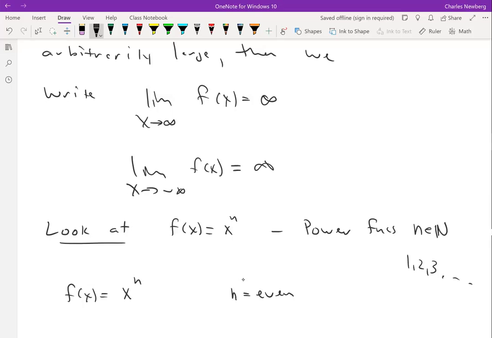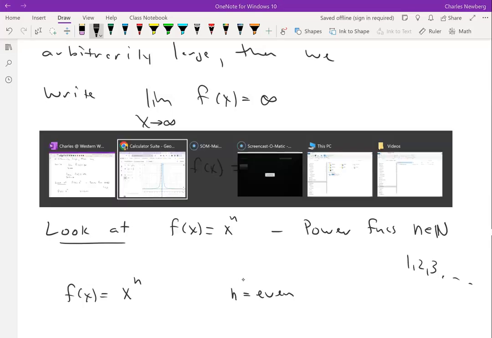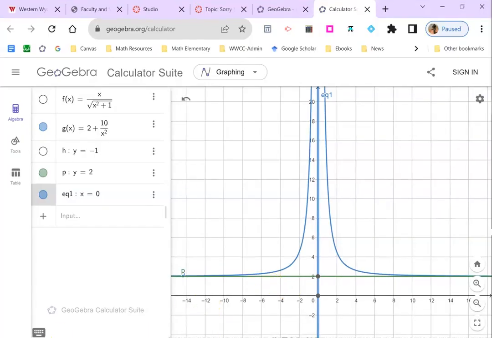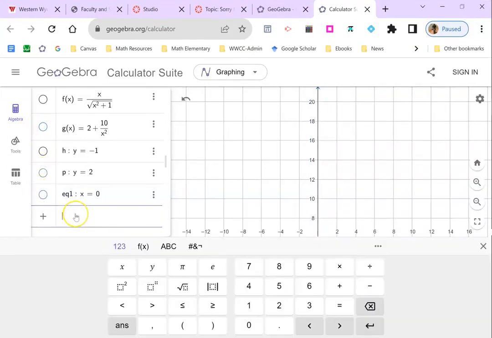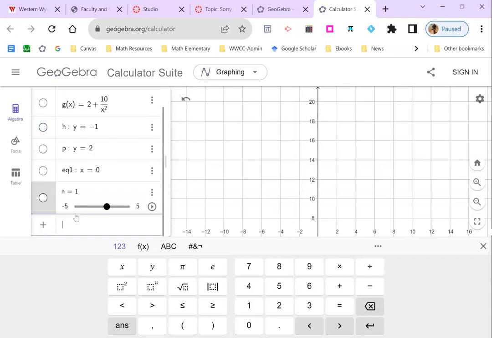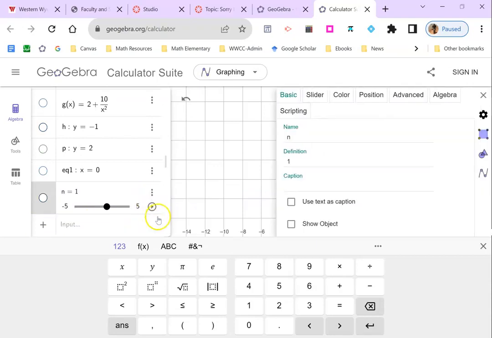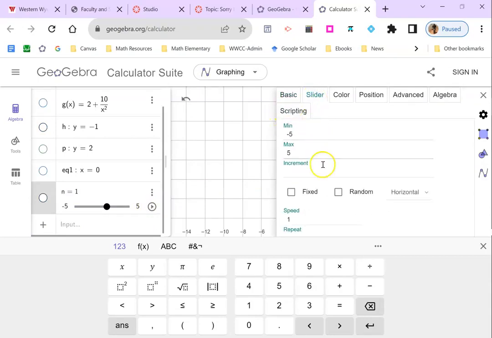Okay, so let me get out some technology here, just so you can see them. I don't want to sit there and type a bunch of functions, so I need a variable to represent the power. I'm going to show you how to do a little bit of a slider now. So I'm going to introduce a variable. I'm just going to type n for our natural number. Actually, I'm going to use lowercase n and hit enter. Notice it built a little slider. Now I'm going to adjust this slider just a little bit.